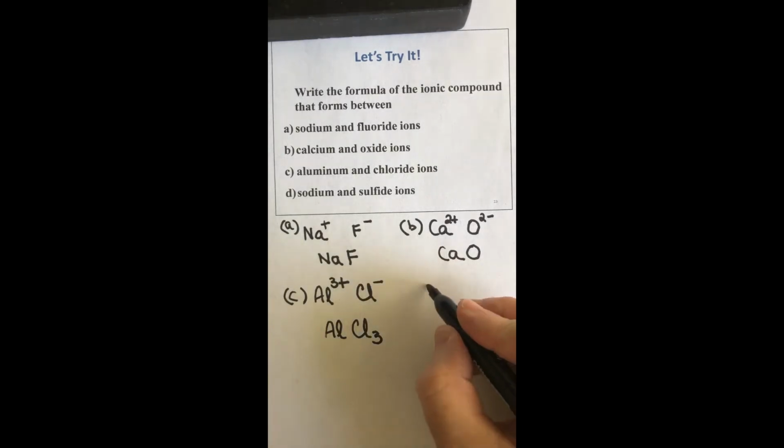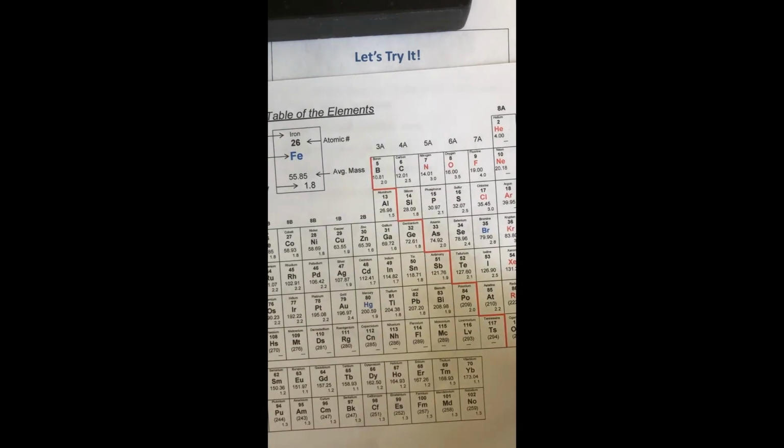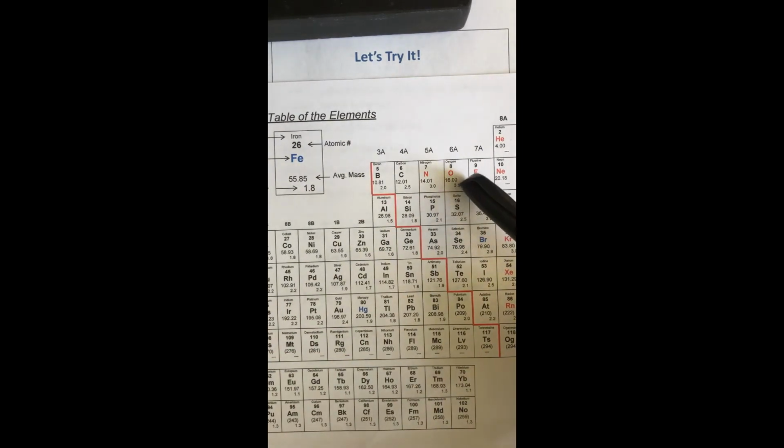Okay, let's do the last one here. This will be between sodium, and we already know from our first exercise here that it's +1, and sulfide ions. Well, sulfur is in the same group as oxygen, so it'll have the same charge in its sulfide ion. It'll be 2 negative, right? So the question now is, how many of each do I need?